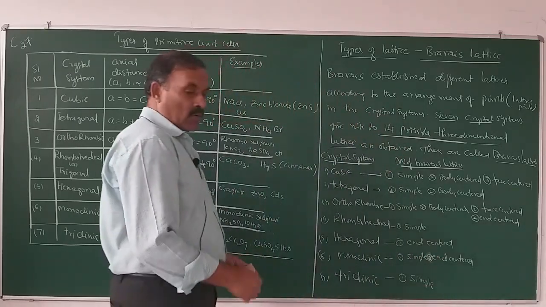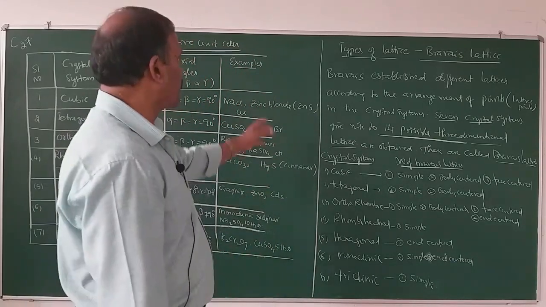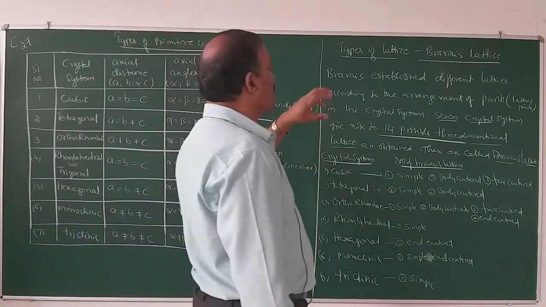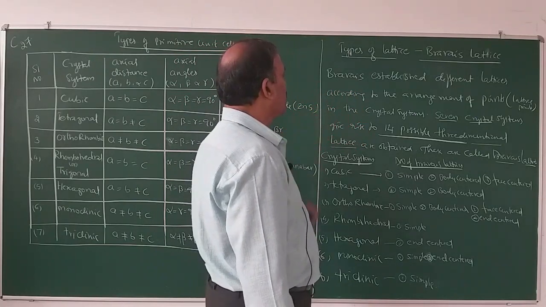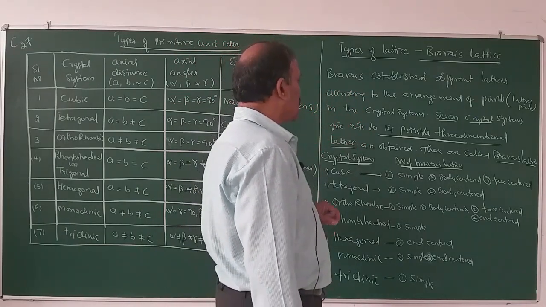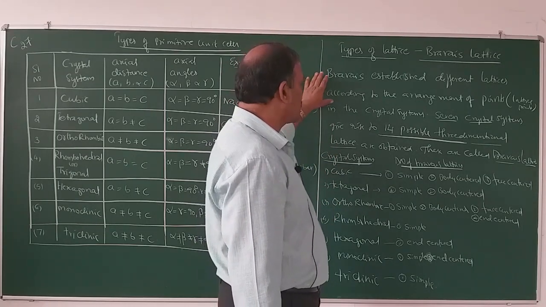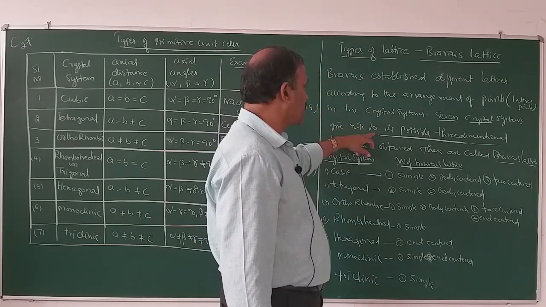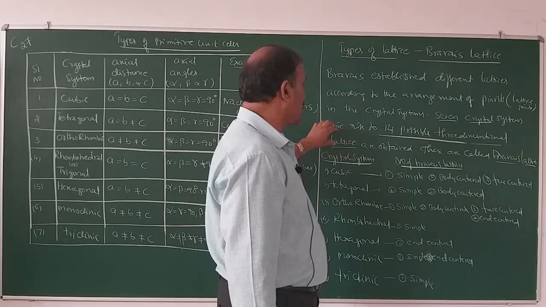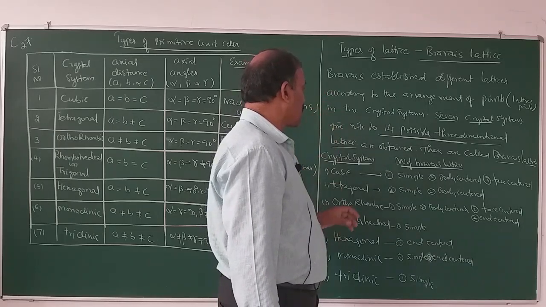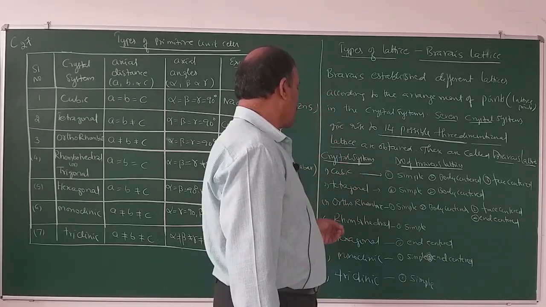So this is how, by arranging points in different unit cells or crystal systems, Bravais arrived at 14 possible three-dimensional lattices. Those lattices are called Bravais lattices.